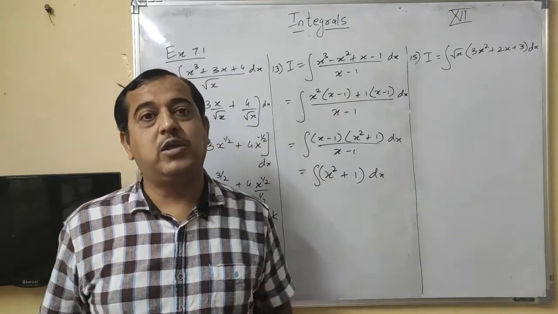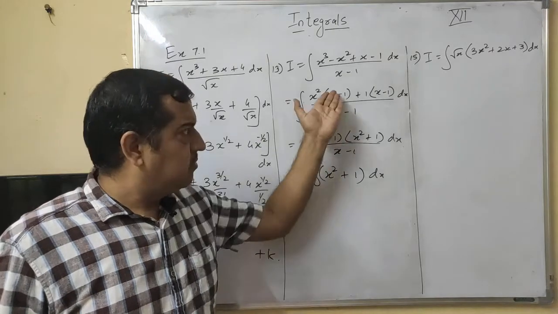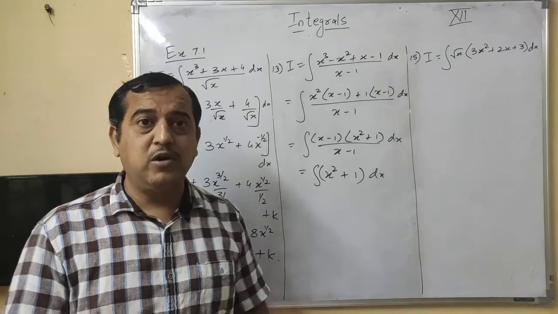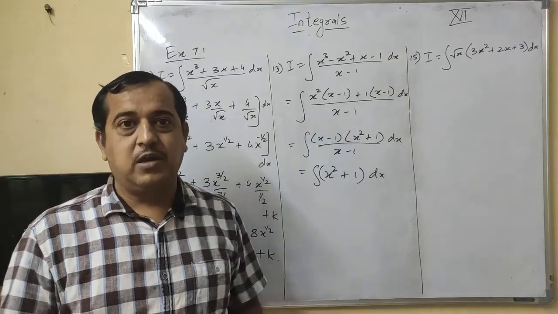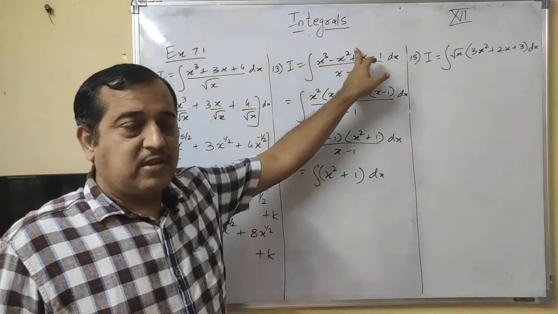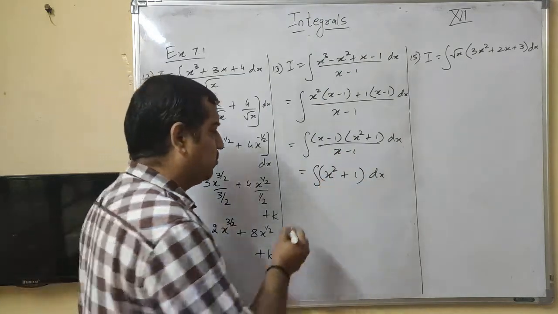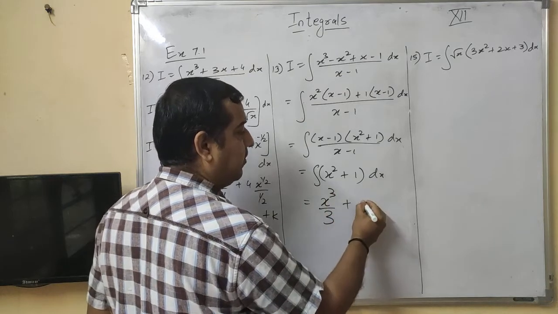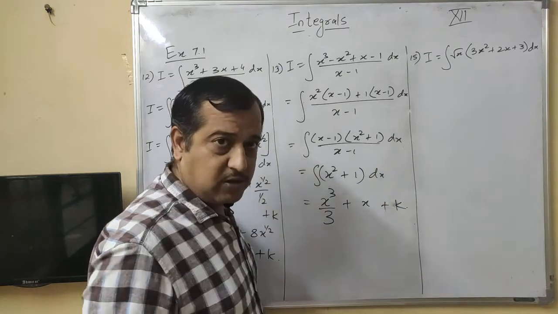See what I said. First of all, you will use the concept which you have studied in your previous classes. These are not the concepts you are studying in these classes. In these classes you are studying about integration, not about these concepts. So these steps have been studied in your previous classes. When we factorize this expression, we get this. X minus 1 and x minus 1 get cancelled. Now it's very easy. Integral of x square is x cube by 3 plus integral of 1 is x, and you get plus constant.